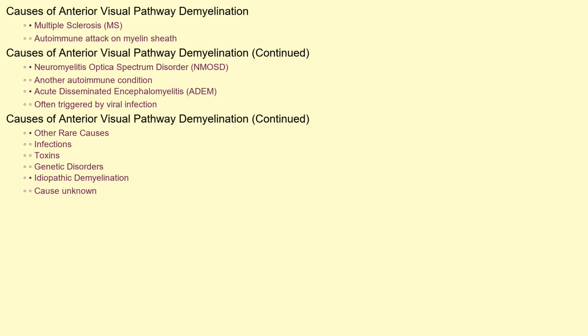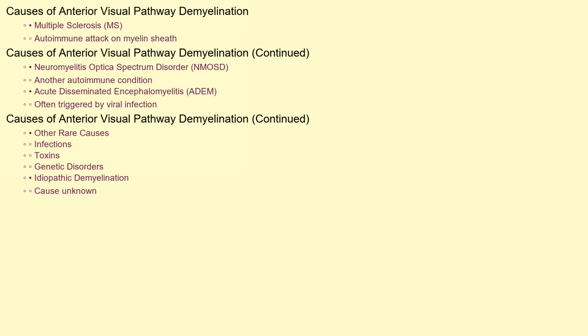So, what causes anterior visual pathway demyelination? The most common culprit is multiple sclerosis, or MS, an autoimmune disease where the body's immune system mistakenly attacks the myelin sheath, the protective covering around nerve fibers in the brain and spinal cord, including those in the optic nerve and other parts of the anterior visual pathway.